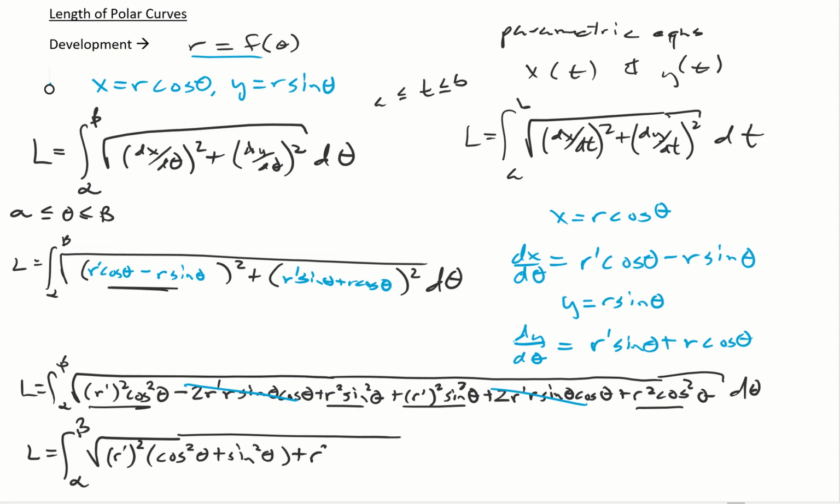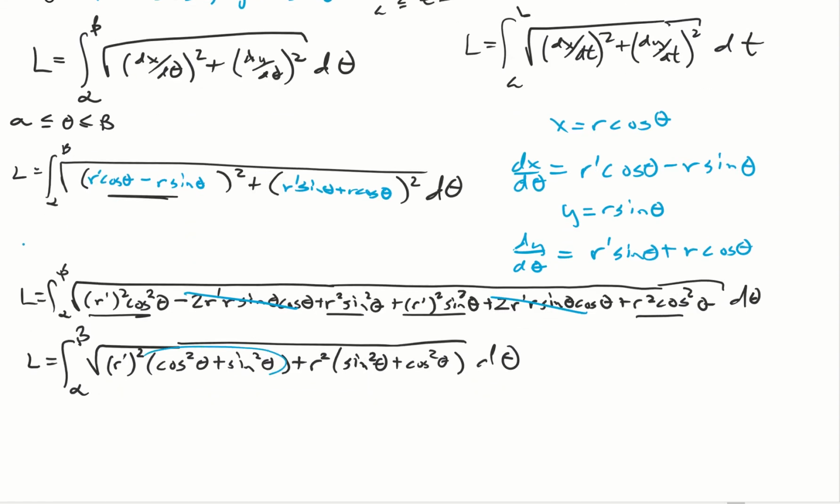So you go plus r squared, and then you have sine squared theta plus cosine squared theta. Do you see what I'm seeing, Chief? What do you see? I see all of this equals 1. All of this equals 1. That's Pythagoras. Here's your formula.